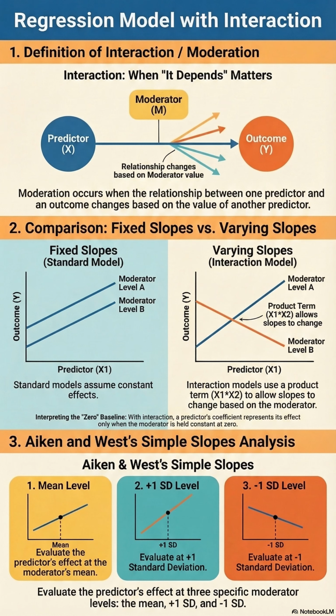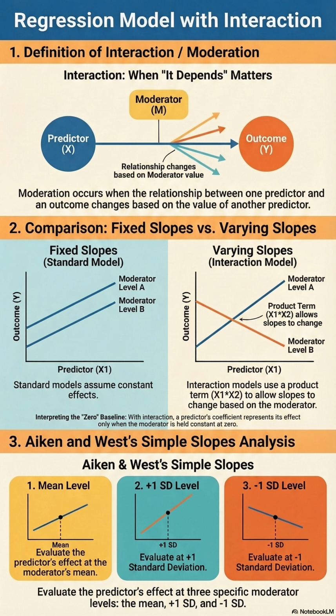In regression analysis, an interaction, also known as a moderation effect, occurs when the relationship between one predictor and an outcome depends on the value of another predictor. In other words, the effect of one variable on the outcome is not constant but changes depending on another variable. To model this, we include a product term in the regression equation, typically written as the multiplication of the two predictors. This product term allows the slope associated with one predictor to vary across different levels of the other predictor.